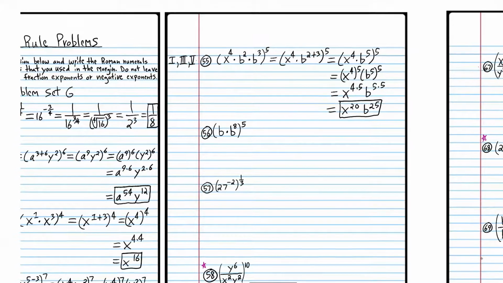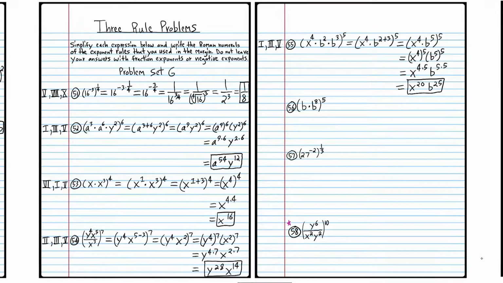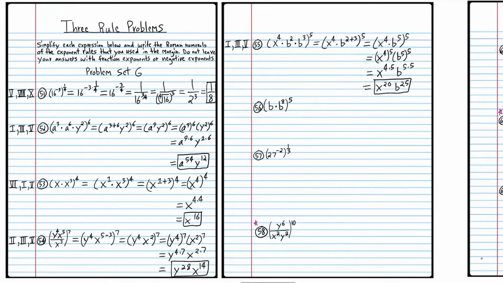All right, so I want you to try 56. And remember to write those rules in the margin. And again, use 51 through 54 to help you. And when you come back, we'll do it together. All right, we're back.